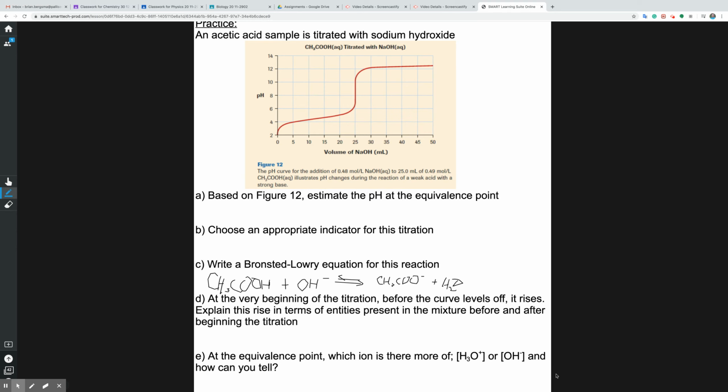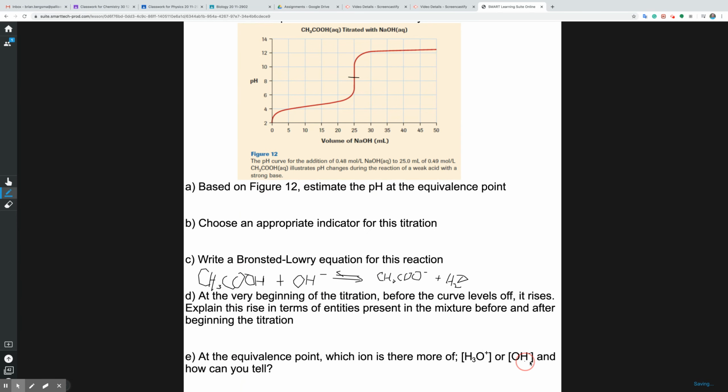At the equivalence point, which ion is there more of, hydronium or hydroxide, and how can you tell? Well, our equivalence point is up here around 8. So if it's above 7, it's going to have more hydroxide.